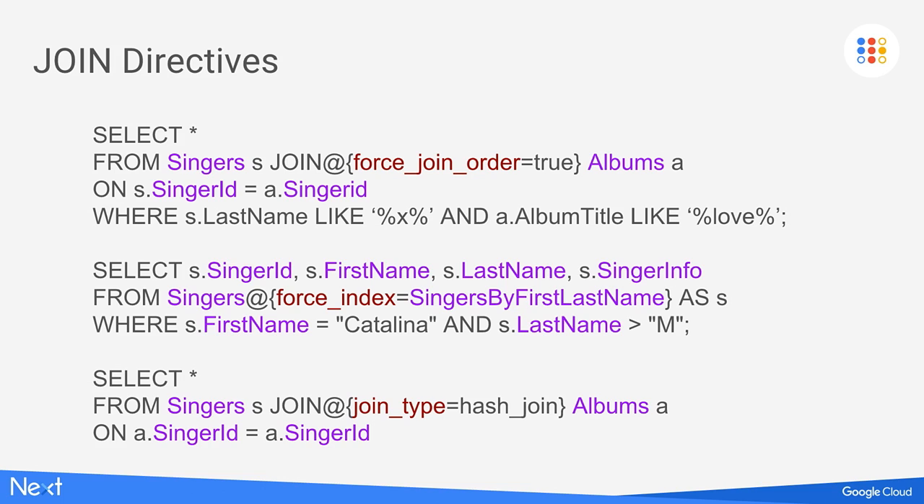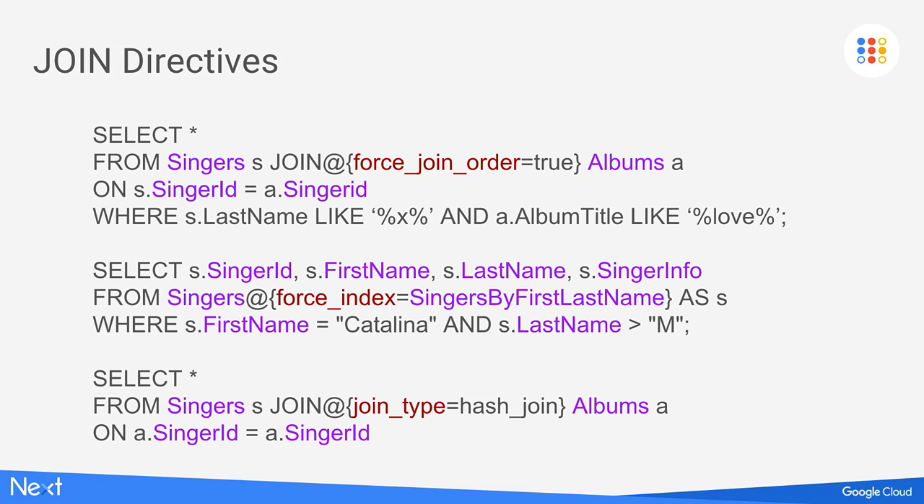So when you run this query, if you look at the query explain and you notice that you aren't hitting your index, then what you can do is use the second query. So select singer, first name, last name, singer info, from singers @ force index equals, and you can tell us the index. So if you look at your query explain plan and you realize that you aren't hitting the index, you can add this annotation to your join to force the query to use your index. And the last one is we also have additional join types.